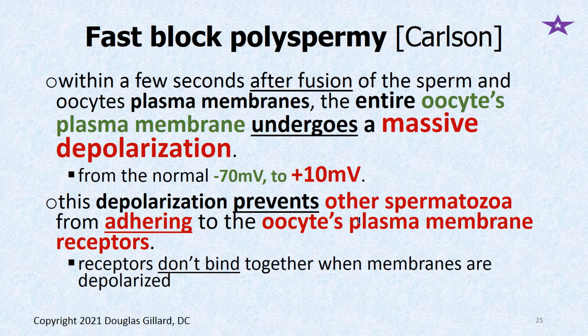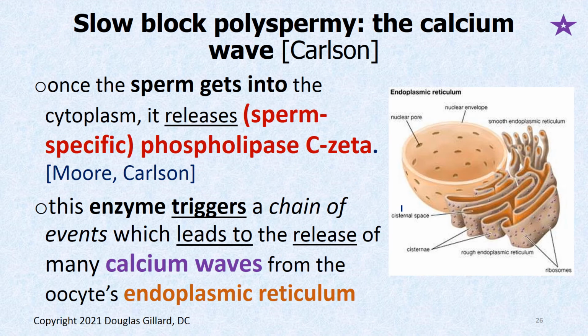Anyway, yeah, that's what happens. So that's fast block polyspermy. It undergoes a massive depolarization. So there's another mechanism called slow block polyspermy. And this involves the release of calcium from the endoplasmic reticulum.